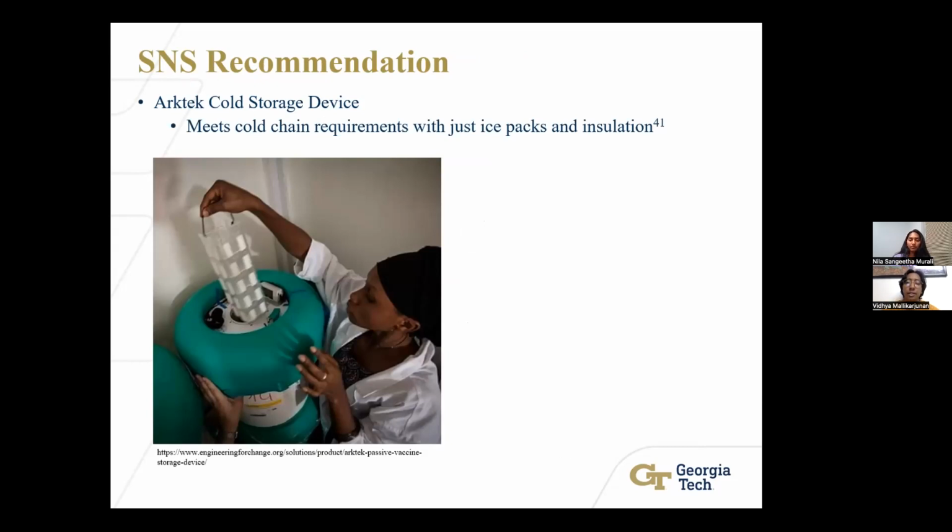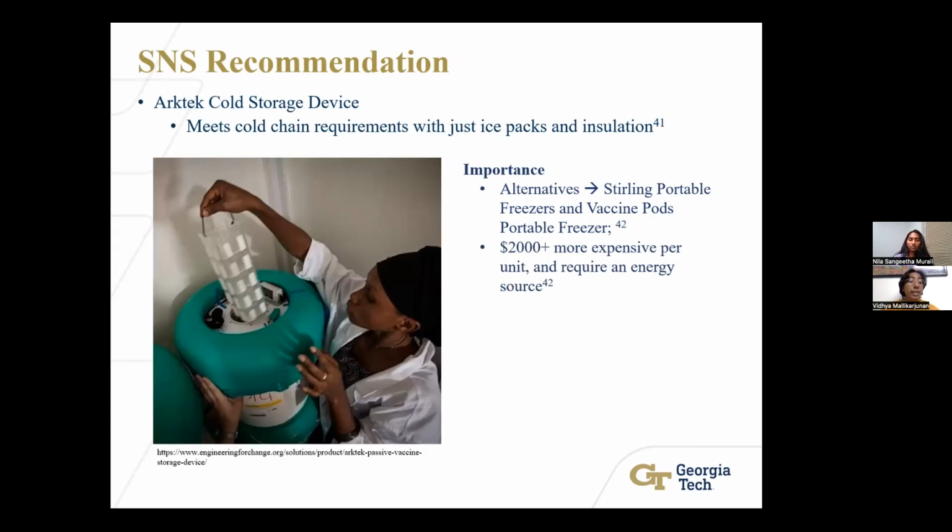Now that's super important because the alternatives are the Sterling portable freezers and Vaccine Pod portable freezers. Both of those are about $2,000 or even more expensive than the ArcTech cold storage device, and they both also require energy input, which is an even bigger cost in addition per unit. That's just not economically feasible in the target nations for the EVD vaccines. That's why it's so important that we have these ArcTech cold storage devices. They've even been used in the past for serving viral vector Ebola vaccines in West Africa, and they've saved thousands of lives. And so we think it's really important that they be included in the stockpile.